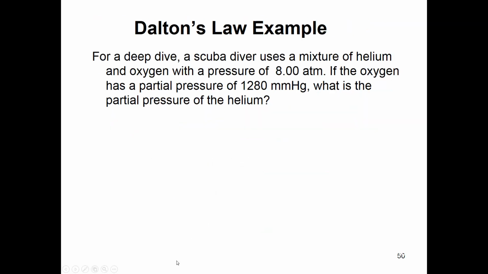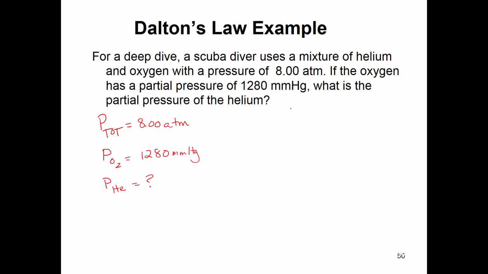For a deep dive, a scuba diver uses a mixture of helium and oxygen with a pressure of 8 atmospheres. Okay, so it's telling you that the mixture is 8 atmospheres. What does that mean? That means P total is equal to 8 atmospheres. All right. If the oxygen has a partial pressure, so we write that the partial pressure of oxygen is equal to 1280 millimeters of mercury, what is the partial pressure of helium? Because we've only got those two things mixed together.